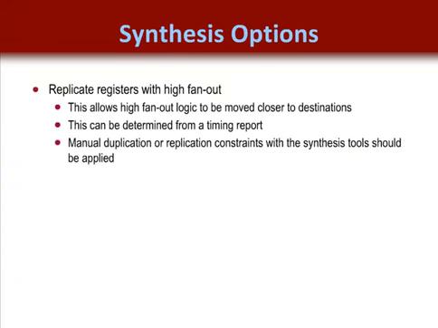The idea of replicating registers that have a high fan-out net on the output still applies in Virtex-5. This allows a high fan-out signal to be moved closer to some of the many destinations where it is required. The easiest way to determine if this is part of a problem is to generate a timing report either from synthesis or after implementation, and use that to determine if you have a high fan-out net as part of the data path. If so, manual duplication is recommended.